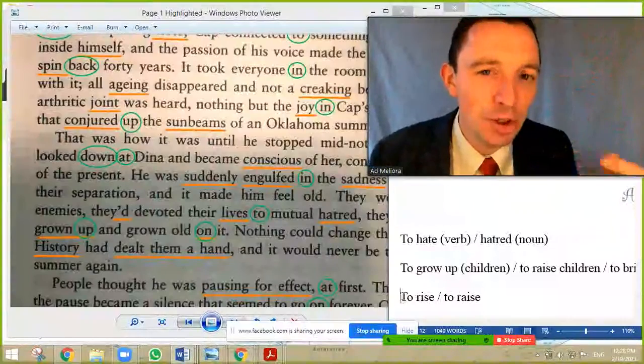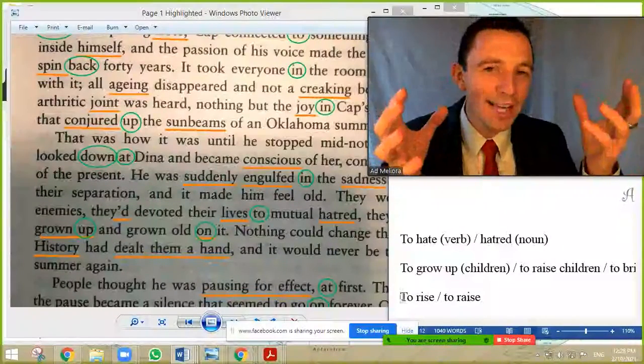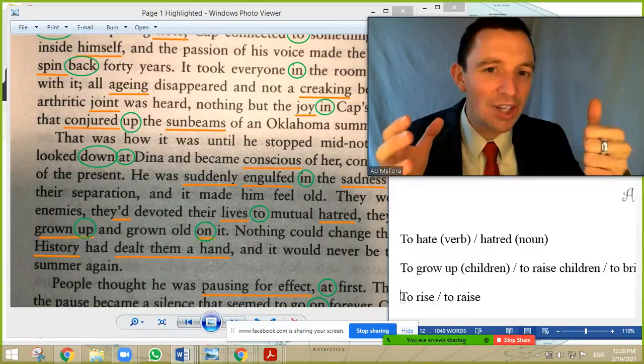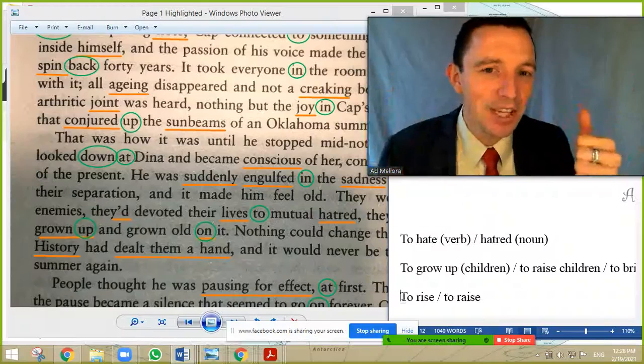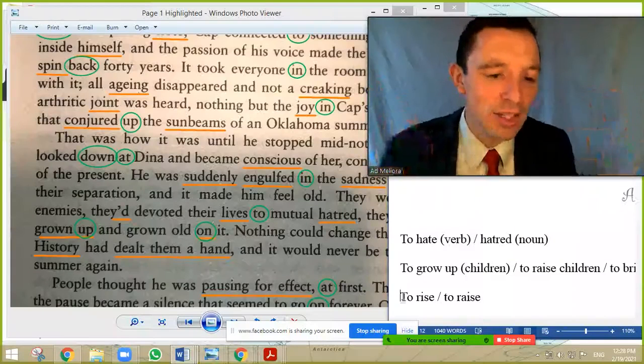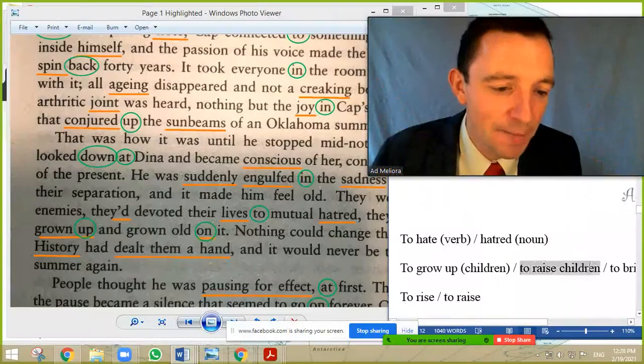But specifically with children, if you raise children, the significance is you educate the child, you give the child love, you give the child attention, you protect the child. To raise the child has the same significance as to bring up the child. Okay, so it's very, very important, this area.